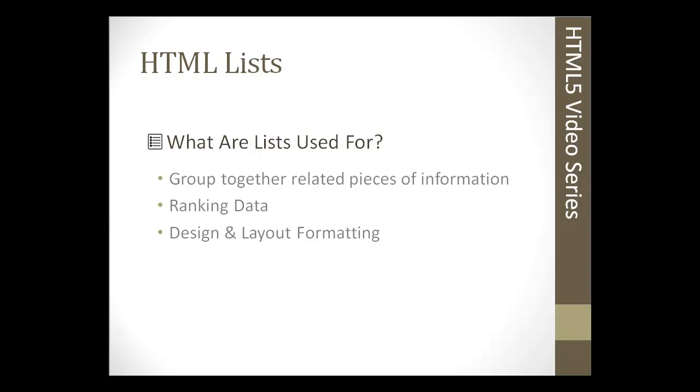We have unordered lists, and then we have ordered lists, which include the numbers. Each item would have a number, so it works out well for ranking different types of data. Lists are also used for design and layout formatting. Most of the time, probably 90% of the time, a web developer will use a list for a menu. Most menus you see are unordered lists or even ordered lists. Even the menus that are horizontal are just styled to look a certain way. So lists work out very well for design and layout formatting.